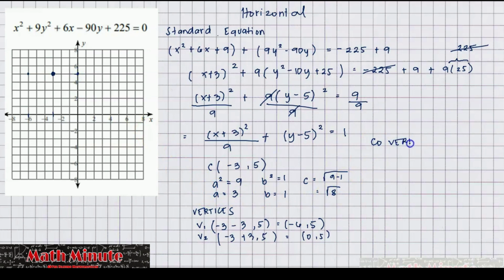Co-vertices. So in here, we copy h, we copy k, we add and subtract 1. So this would be equal to negative 3, 4, and this would be equal to negative 3, 6. So we locate it here. Negative 3, positive 4, it's this part. Negative 3, positive 6, it's this part. So we can now graph your ellipse here. So this is your ellipse.